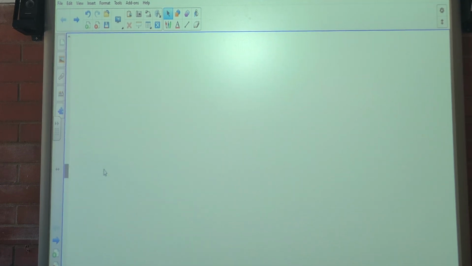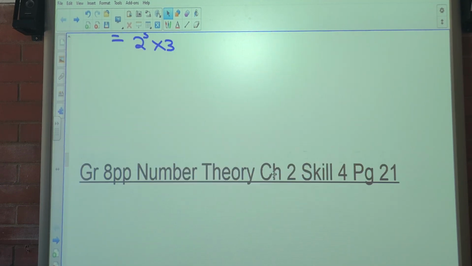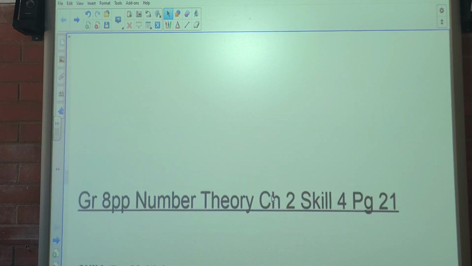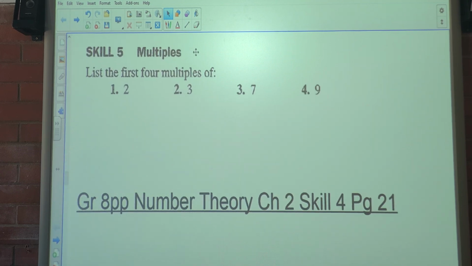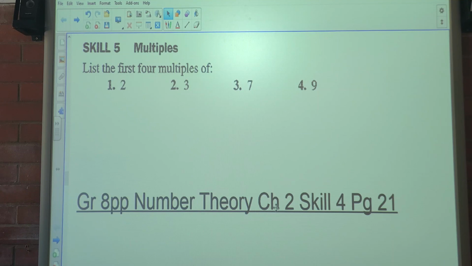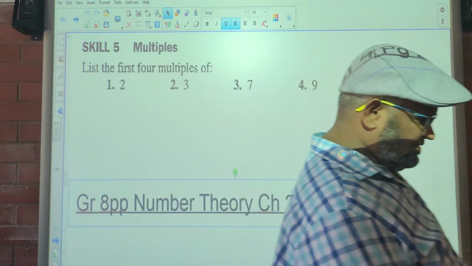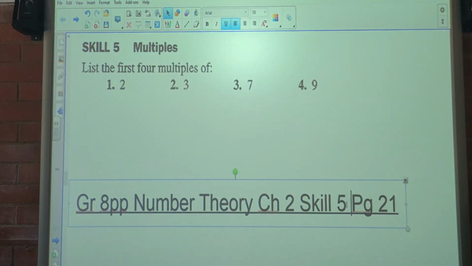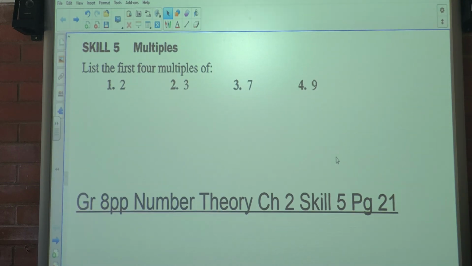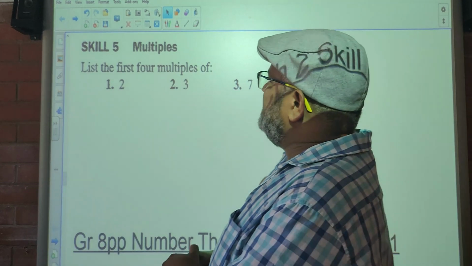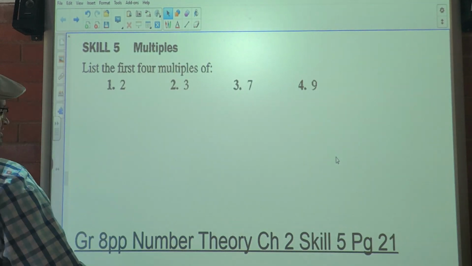And skill 5 on page, I think it's page 21. And these sums are for the number theory practice, which is further on. Okay. So chapter 2, skill 5 on page 21. Is it on page 21 still? Yes, sir. Okay. So the first question says, list the first 4 multiples of 2.